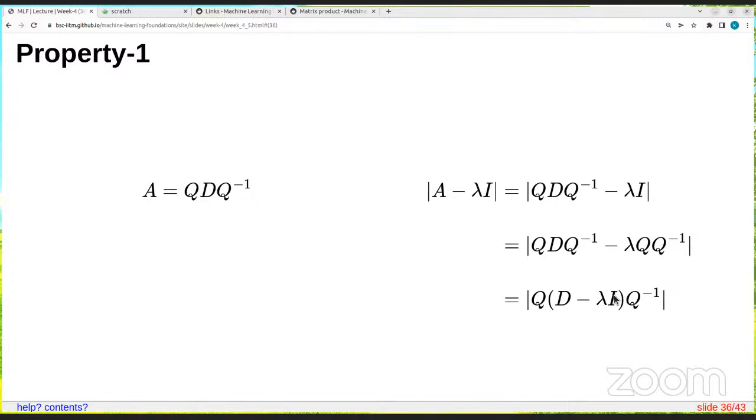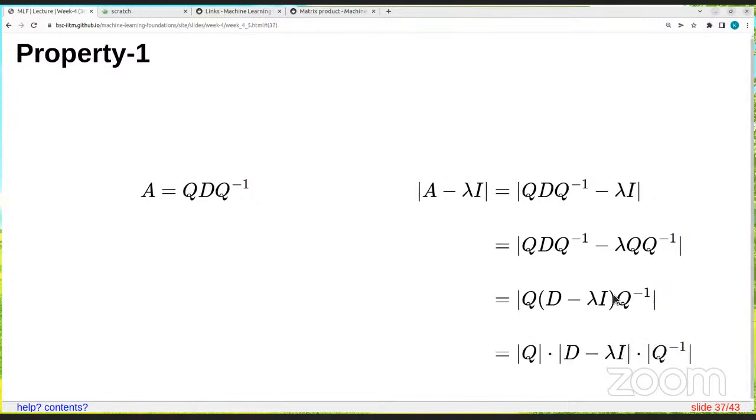Just spread out the determinant sign, meaning determinant of Q times determinant of D minus lambda I times determinant of Q inverse. Right. So the determinant of a product is the product of determinants. We make use of that property, and we'll end up with what? What would be the final step? Determinant of Q cannot be equal to 0. So in order for determinant of A minus lambda I to equal 0, we need determinant of D minus lambda I to equal 0.